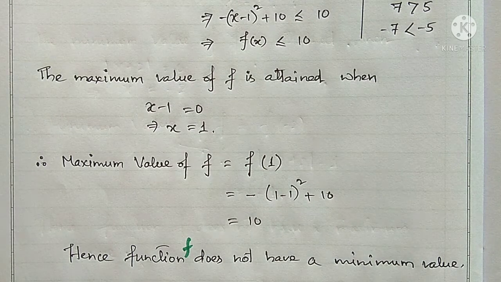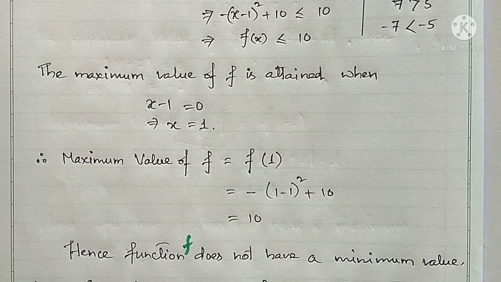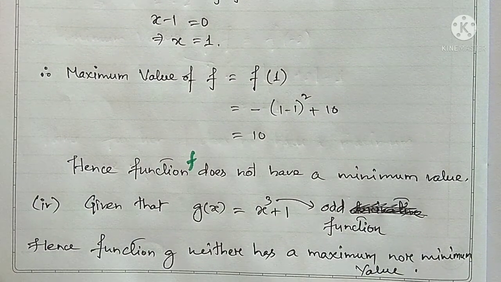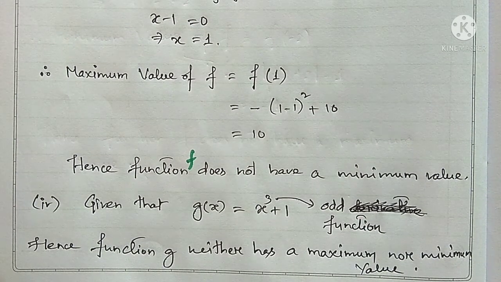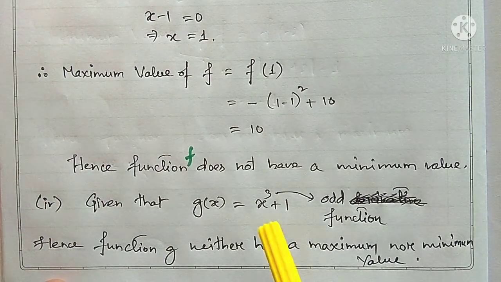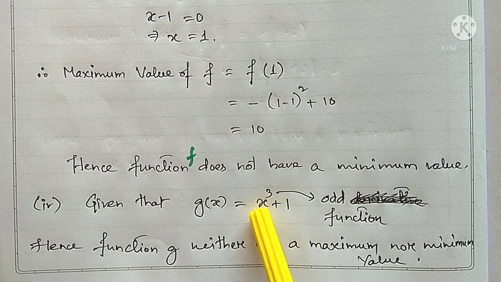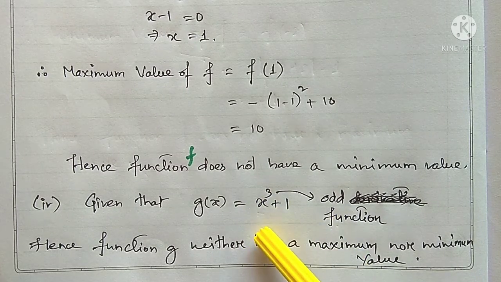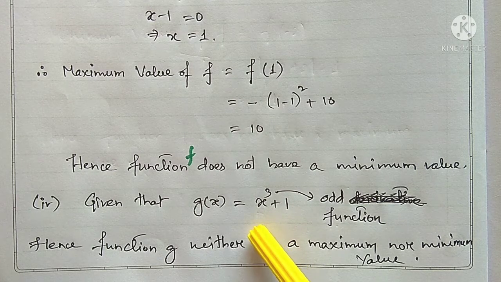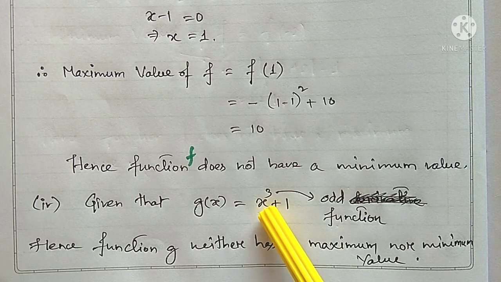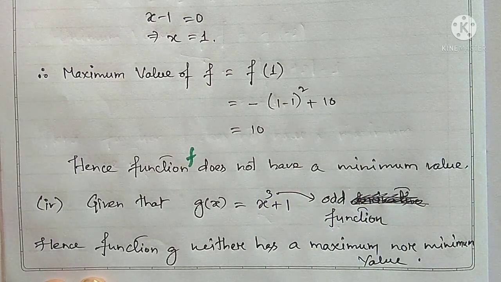Okay. Now similarly another question is given here, which is g(x) equals x cube plus 1. X cube plus 1 is given here. You see, in this case x cube is an odd function. So in place of x, if we consider x is a real number, x may be a positive value or x may be a negative value. So if positive, then we get a positive result.